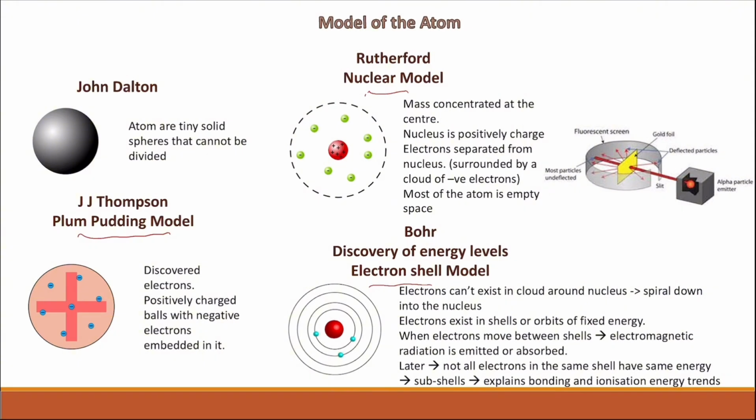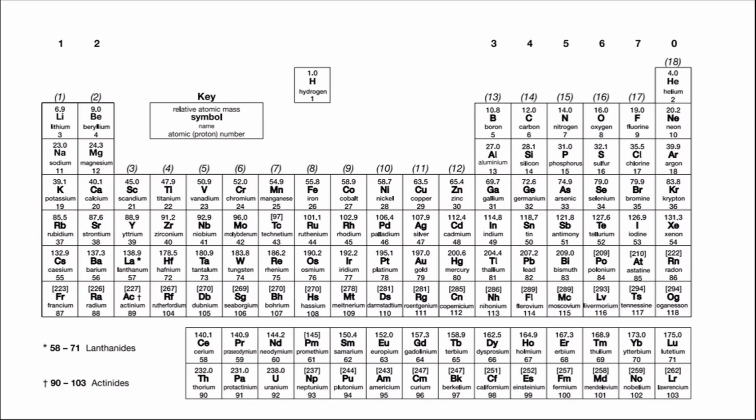He described the electrons as existing in shells of a fixed energy, and that when the electrons move between the shells, electromagnetic radiation is emitted or absorbed. Later, he discovered that not all the electrons within the same shell have the same energy. This is why he also discovered the subshells, as we know them now: s, p, d, and f.